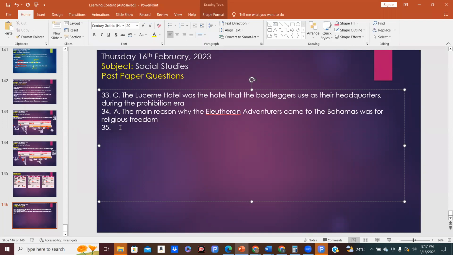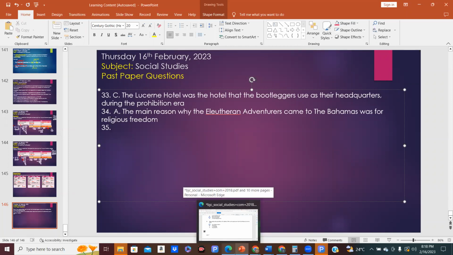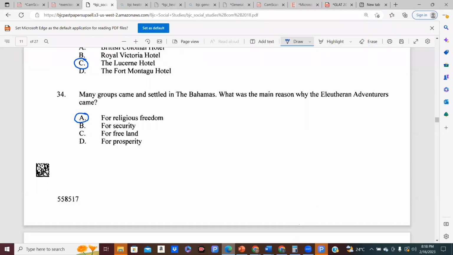So they wanted a place where they could practice their belief without interference. And so that's why they came to the Bahamas, for religious freedom. Number 35.